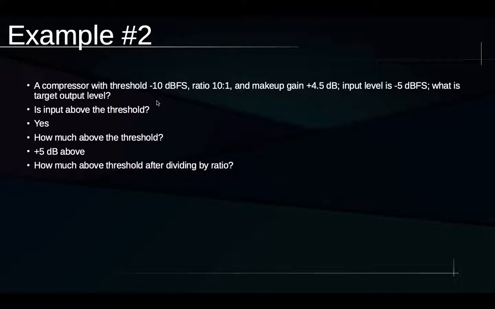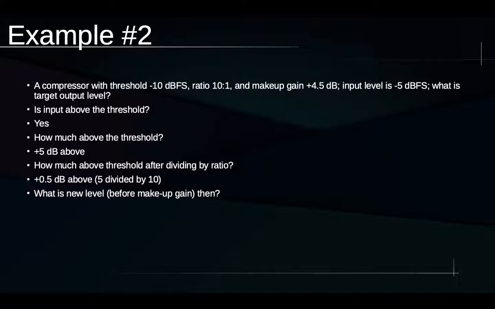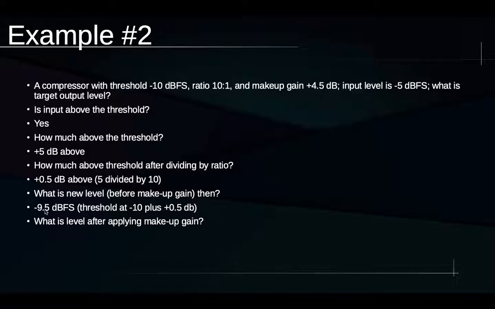When we divide that by the ratio, how much should the new level be above the threshold? Well, plus 5 divided by 10 is 0.5. So we'll be 0.5 decibels above our threshold. 0.5 decibels above minus 10 is minus 9.5. Now we apply the makeup gain, which was 4.5, and we get minus 5. So minus 9.5 plus 4.5 is minus 5.